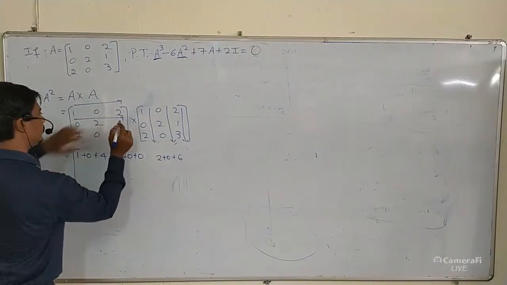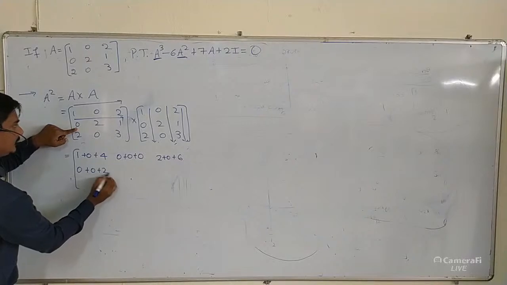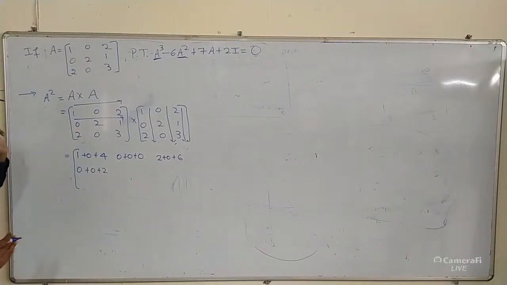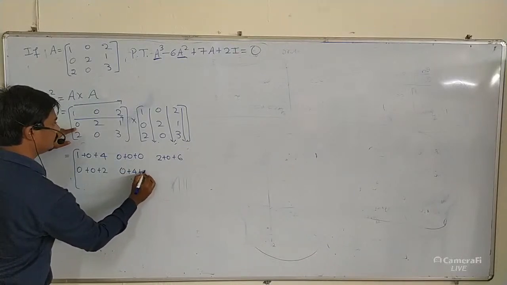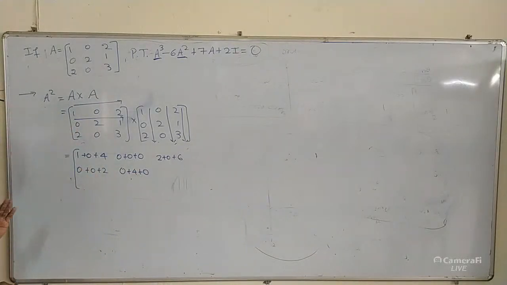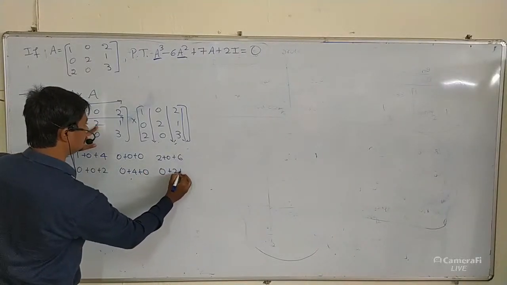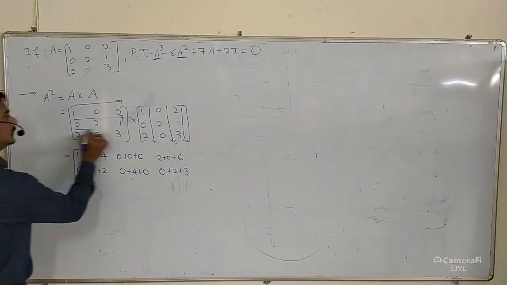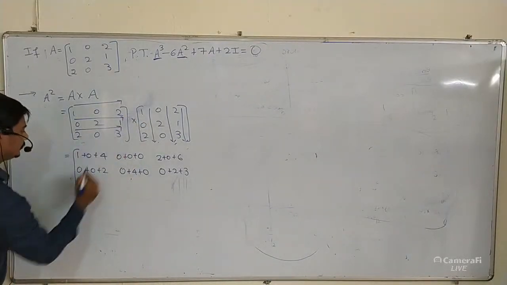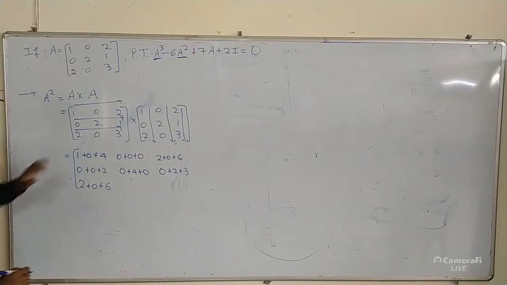Next, second row, first column: 0 ones are 0, 2 zeros are 0, 1 two is 2. Second row, second column: 0 into 0 is 0, 2 twos are 4, 1 zero is 0. Second row, third column: 0 twos are 0, 2 ones are 2, 3 ones are 3. Now, third row, first column: 2 ones are 2, 0, 3 twos are 6.